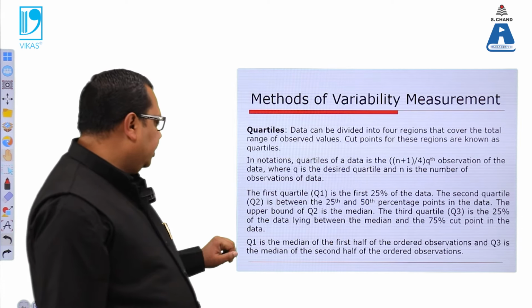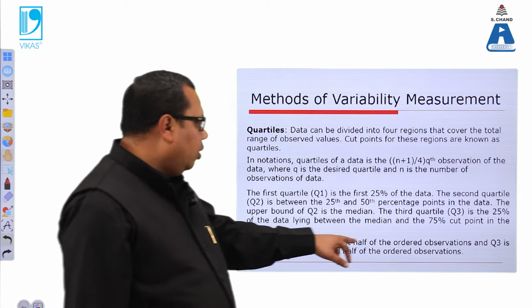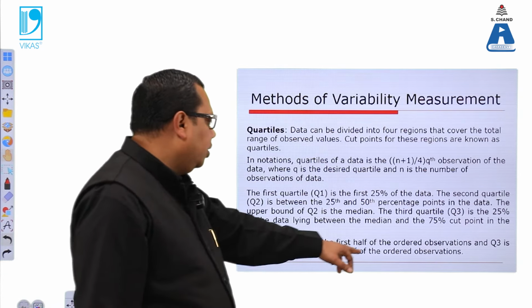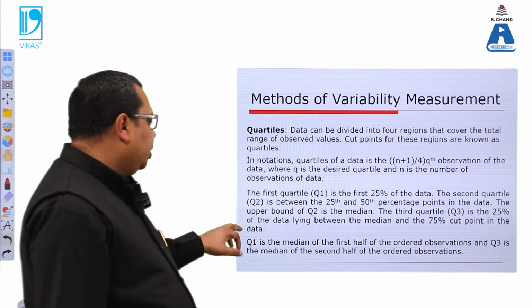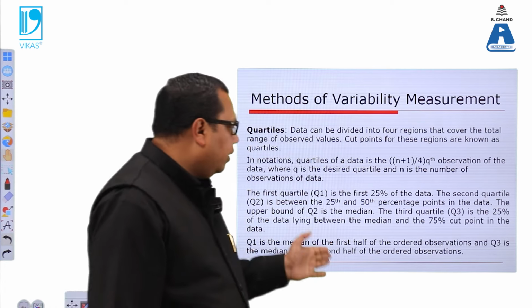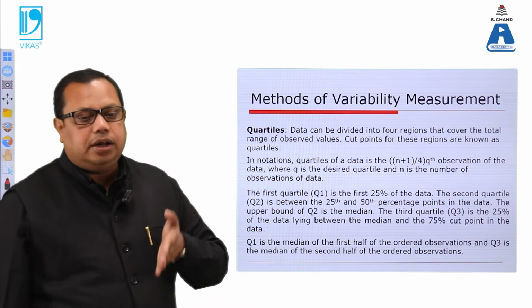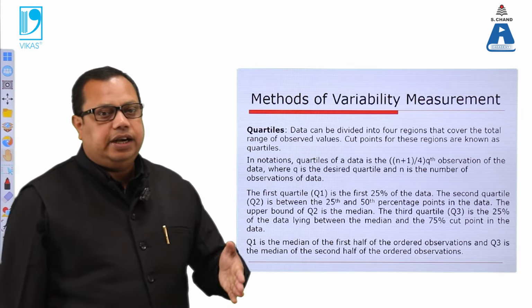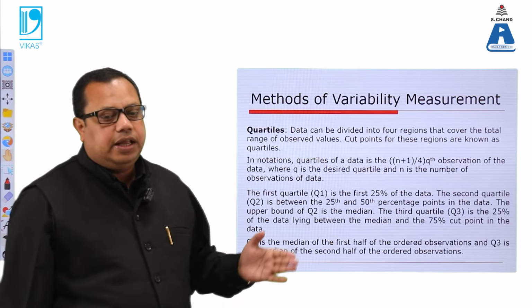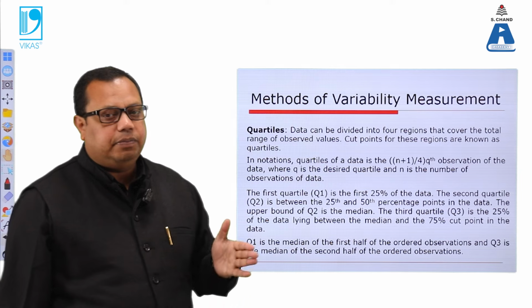Q1 is the median of the first half of the ordered observations, and Q3 is the median of the second half of the ordered observations. Q1 is the first half and Q3 is the third half. As we are breaking the entire data into categories, Q1 and Q3 will consist of the first half and then the latter half of the particular data.